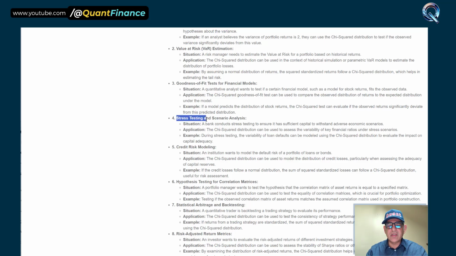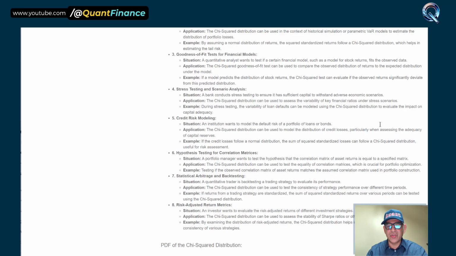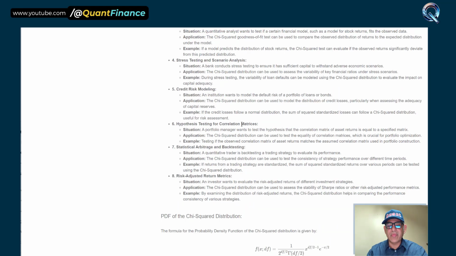Similarly, stress testing. For example, a bank can conduct stress testing to ensure it has sufficient capital to withstand adverse economic scenarios, when there are bad debts and loans go bad and so on. Even in that situation, it can be applied.